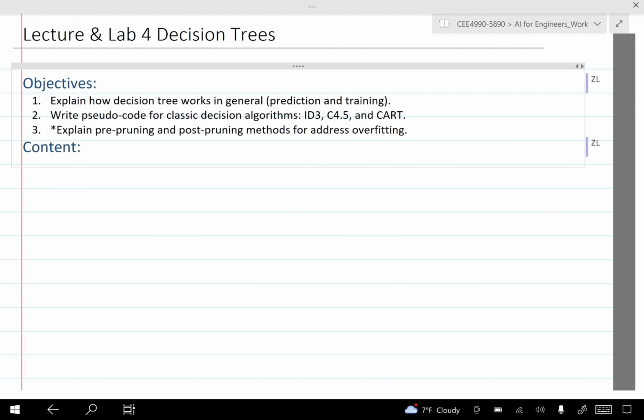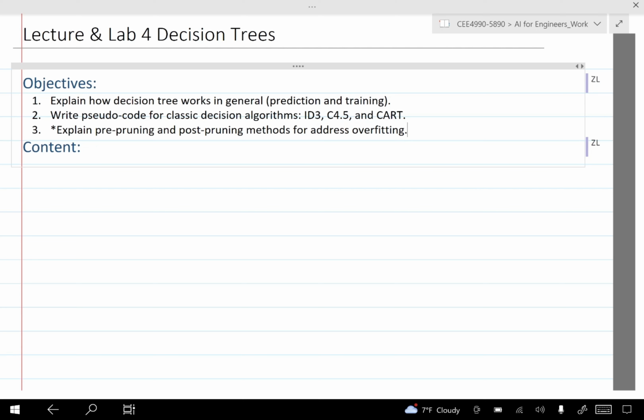Week 4, and we are moving to our second type of machine learning algorithm, that is the decision tree. For this lecture, we have 3 objectives. First, after the lecture, you will need to be able to explain how a decision tree works in general, especially how to do the prediction and training for a decision tree. Second, you will need to be able to write pseudocode for classic decision tree algorithms. There are 3 of them: ID3, C4.5, and CART.